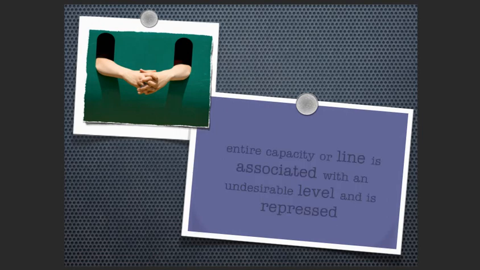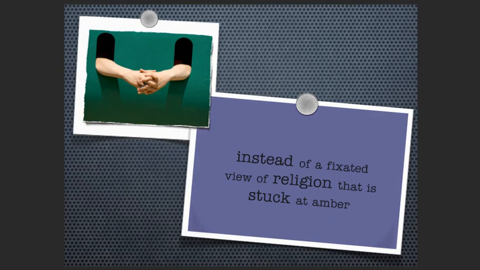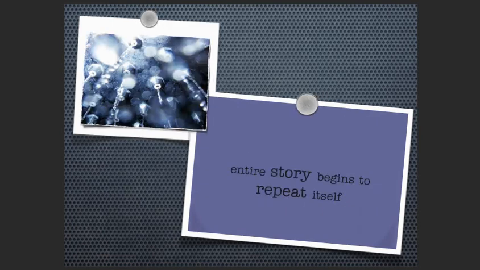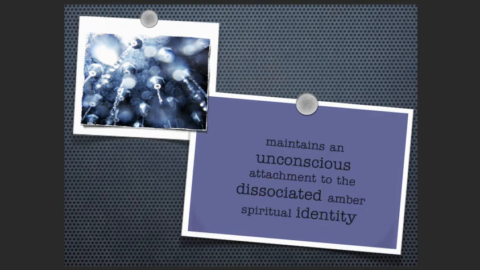In severe cases, the entire capacity or line is associated with an undesirable level and is repressed. As you may have guessed, an example of this happening in the spiritual line is the repression side of the level line fallacy. However, this time, instead of a fixated view of religion that is stuck at amber, we have at our disposal a cold and soulless rationalism, which rejects not just amber's spirit, but spirit in all its manifestations. A possible ironic consequence is that the entire story begins to repeat itself as the self maintains an unconscious attachment to the dissociated amber spiritual identity.